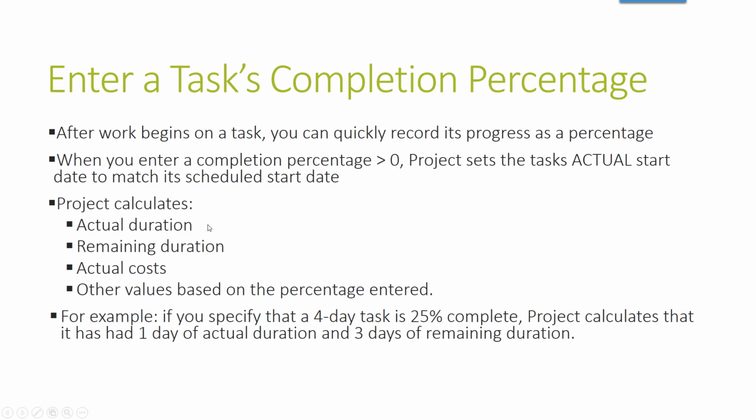Project would calculate the actual duration, what's left, costs involved, and any other values based on that percentage. For example, if you specify that a 4-day task is 25% complete, Project calculates that it has 1 day of actual duration and 3 days remaining. So you don't have to figure that out. We've got a 4-day task, and at 25%, that's 1/4 of the 4-day task. So Project is going to automatically have an actual duration of 1 and remaining of 3 based on that percentage.